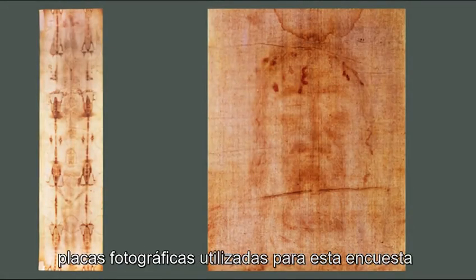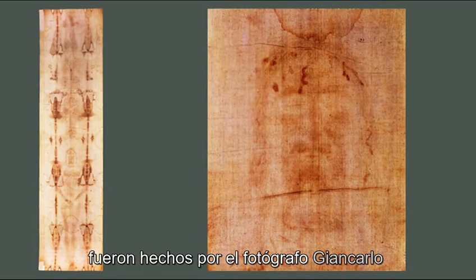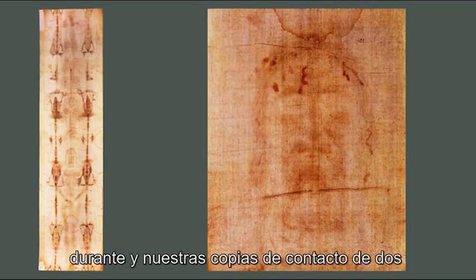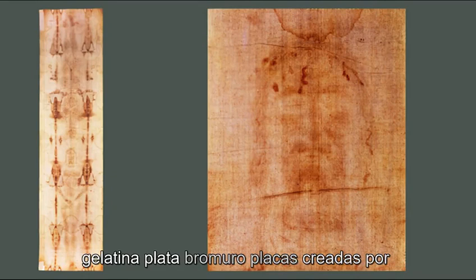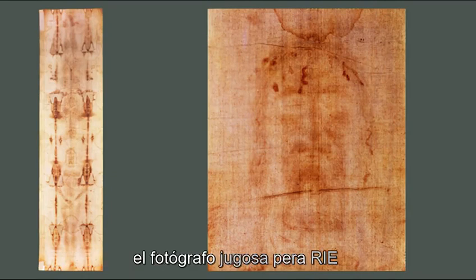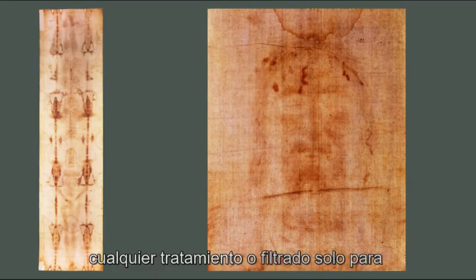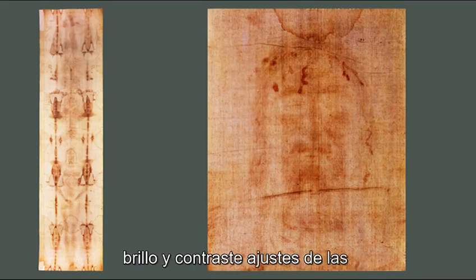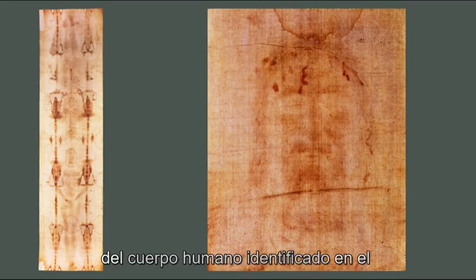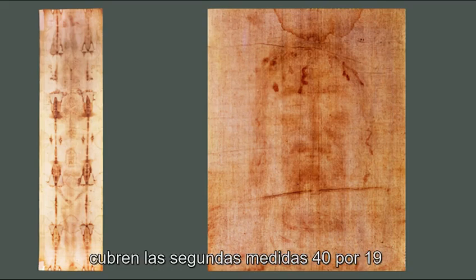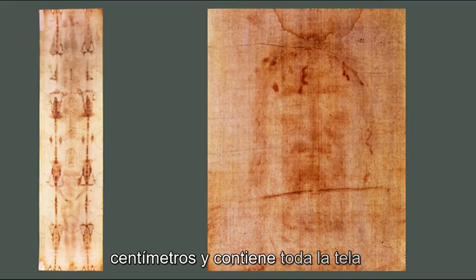The two photographic plates used for this survey were made by the photographer Durante, and are contact copies of two gelatin silver bromide plates created by the photographer Giuseppe in 1931. They have not been subjected to any treatment or filtering, only to brightness and contrast adjustments. The first plate measures 40 by 50 centimeters and contains only the face of the human body, identified on the shroud. The second measures 40 by 19 centimeters and contains the whole cloth.